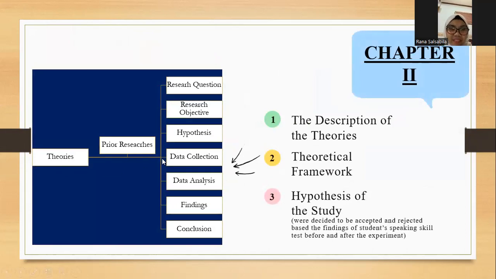Okay, and then for your second chapter, it will be the same. Theories, prior researchers, and then the description of the theories consists of several theories. What will be the theories that you're going to use? You are not mentioning the theories here. Which one of the theories?